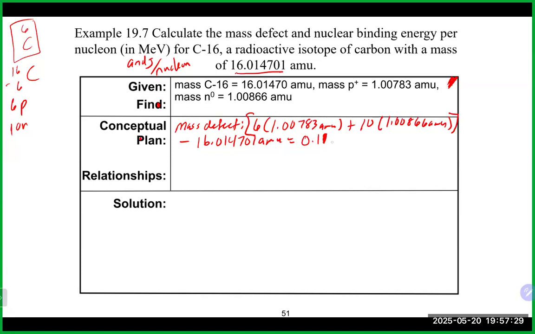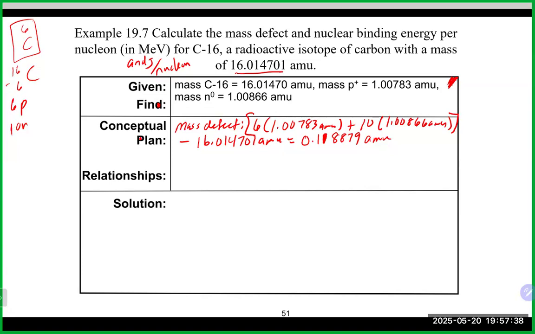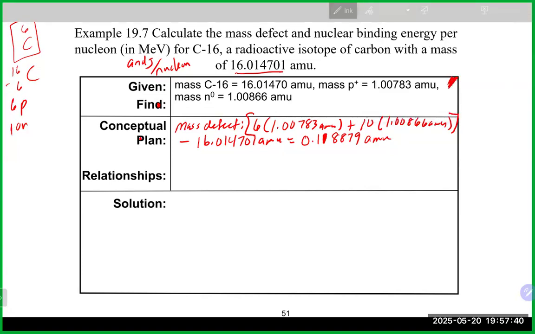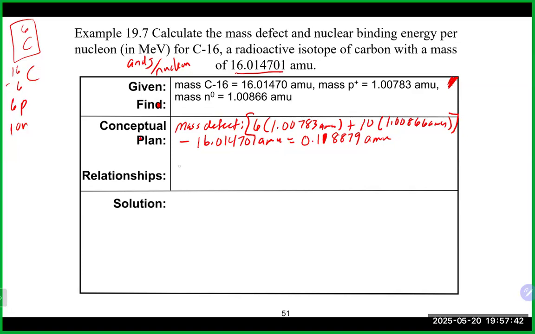And it looks like 0.118879 AMU, if I am not mistaken. Again, at this point, you do have a couple of options since we're looking to solve for it each way. You can, like I mentioned before, bypass the Einstein equation and just use the conversions that we got. So we'll go that way here to get to our mega electron volts.